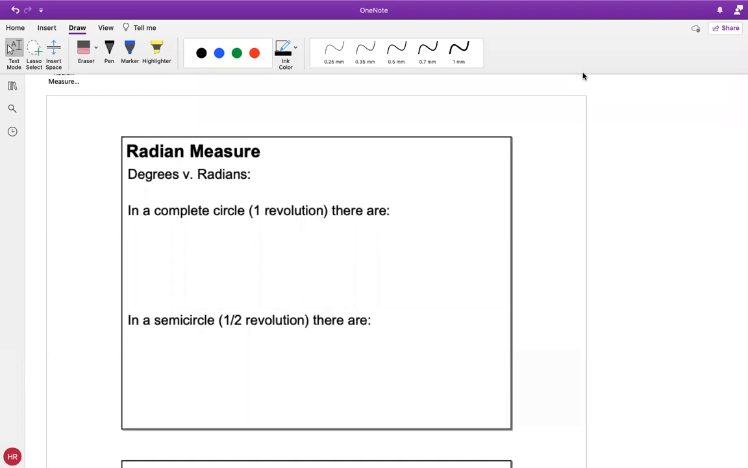And many years ago, like in the dark mists of the past, somebody decided that 360 was a good number to divide the circle up into. There's a lot of reasons for that. Probably the most important reason is that 360 has a lot of divisors.